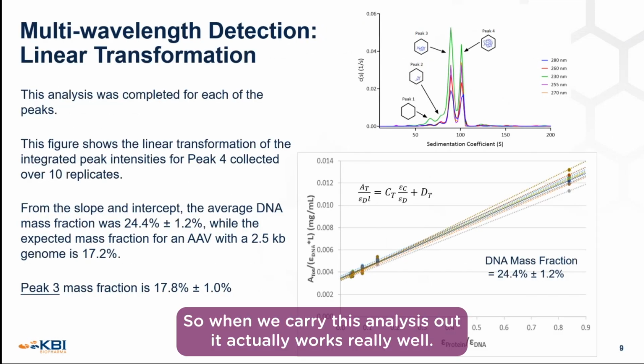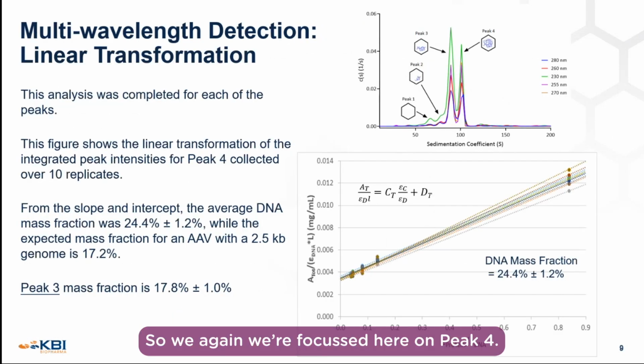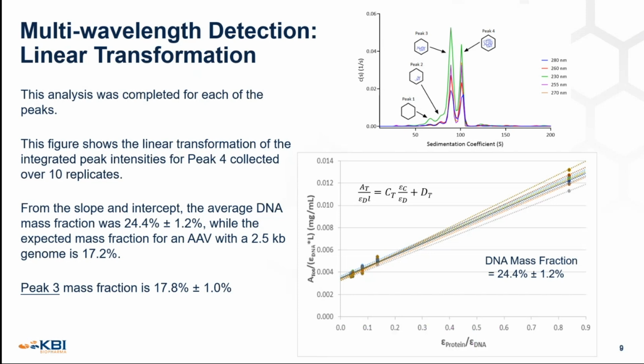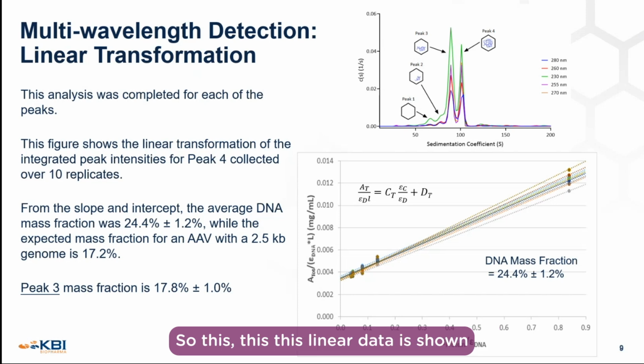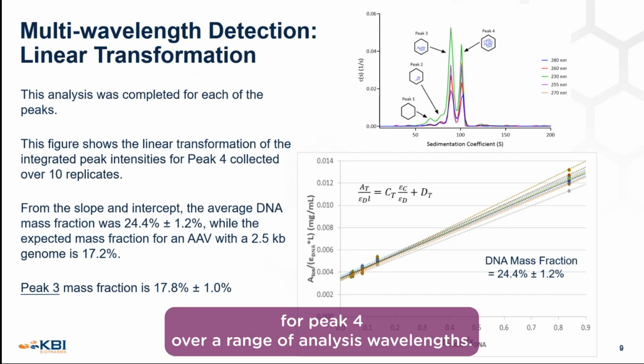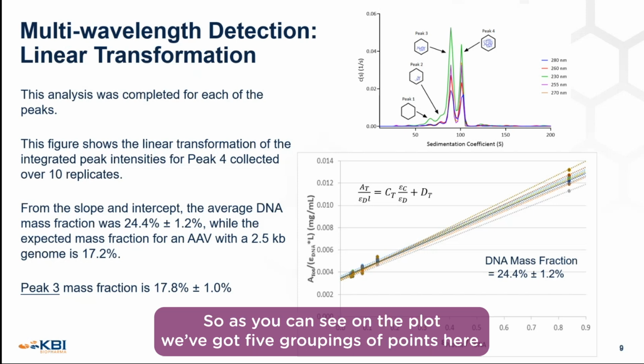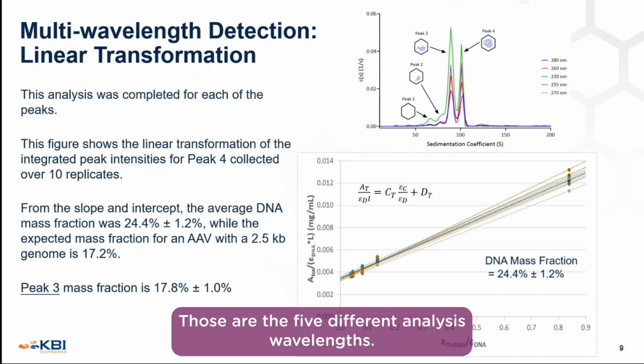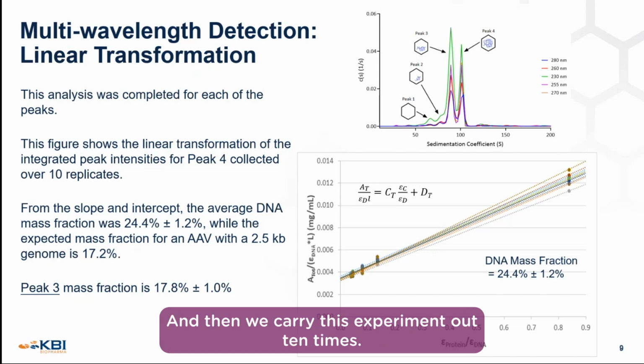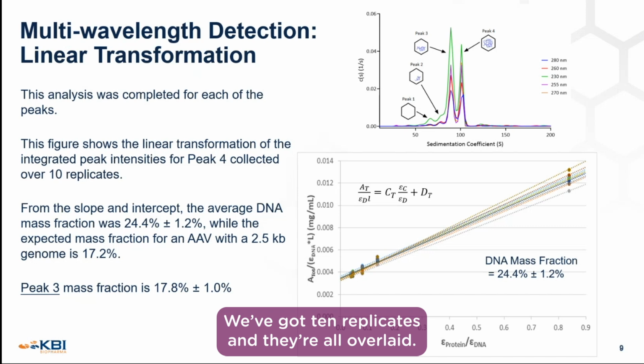All right, so when we carry this analysis out, it actually works really well. So we're focused here on peak 4. This linear data is shown for peak 4 over a range of analysis wavelengths. As you can see on the plot, we've got 5 groupings of points here. Those are the 5 different analysis wavelengths. And then we carry this experiment out 10 times. We've got 10 replicates, and they're all overlaid.